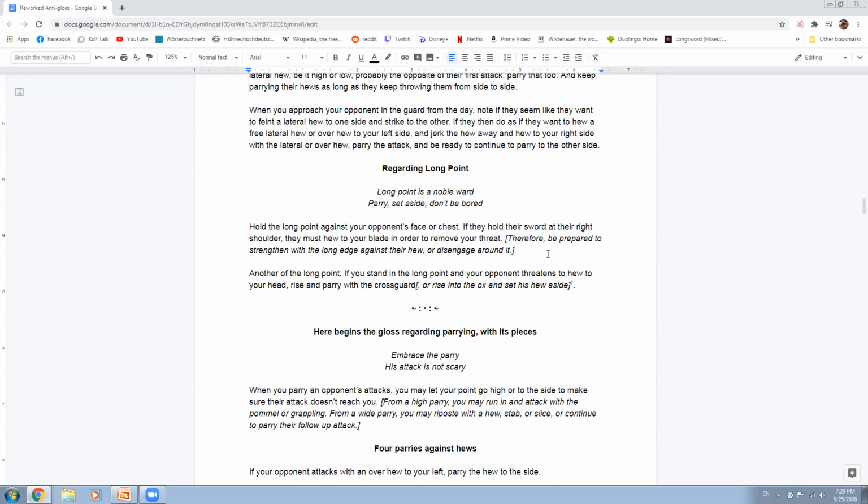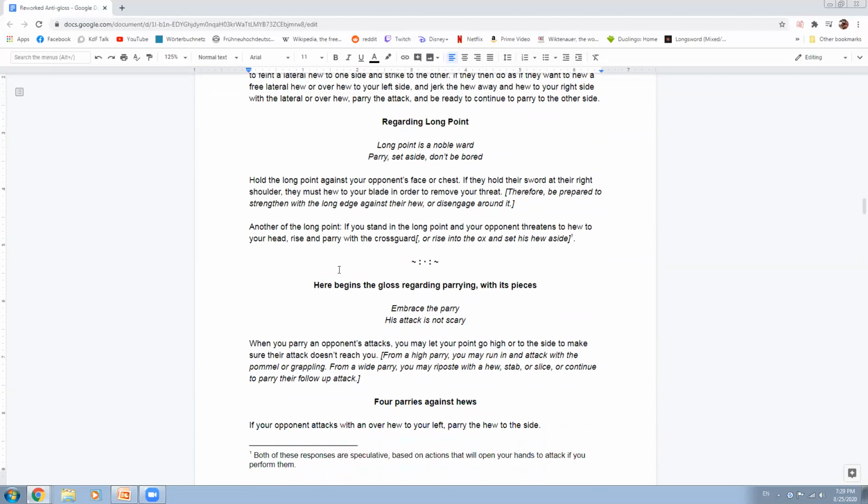So this is kind of the response that the Shieldhau is trying to exploit. It's a logical conclusion that if you are holding your point to their face, they're going to want to hit it away or bind onto your sword. Another of the long point.